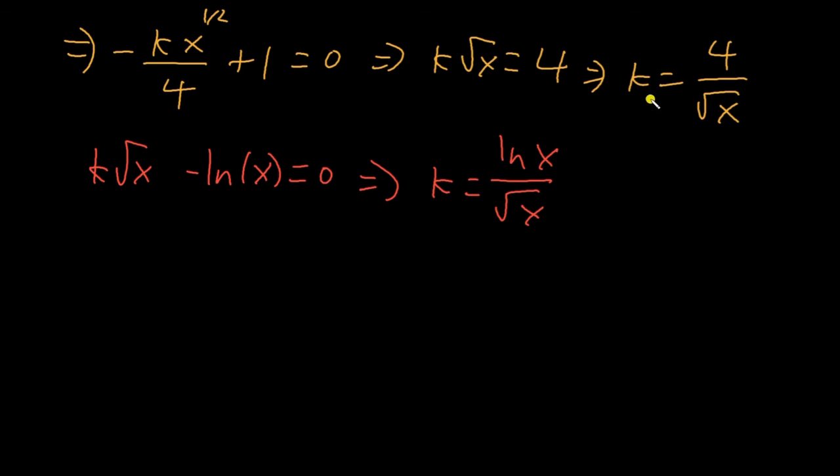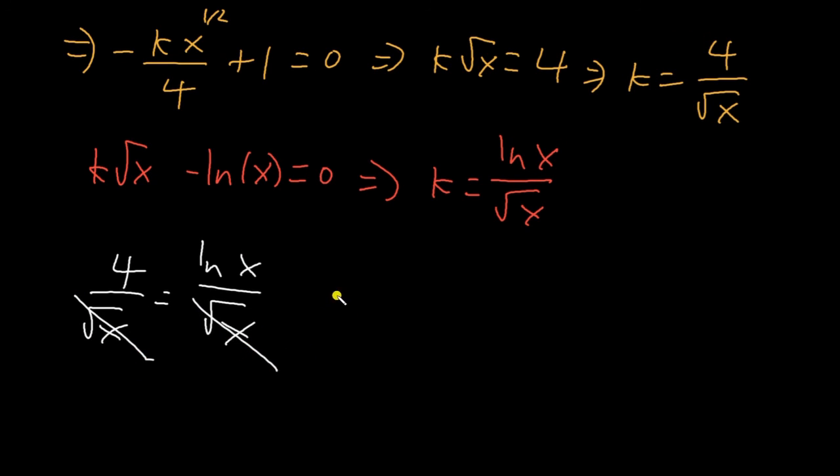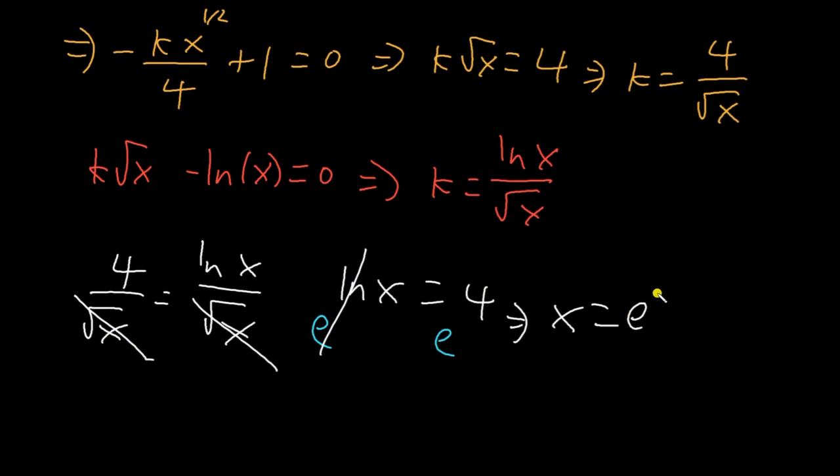So since these are both equal to k, I'll set these two equal to each other, and I'll get 4 over square root of x equals ln x over square root of x, right? These are both equal to the same thing because they're both equal to k. The square root of x will cancel out, and I'll get ln x equals 4. I'll put an e as the base to both of these. That'll get these canceling out, and I'll get x equals e to the 4th.